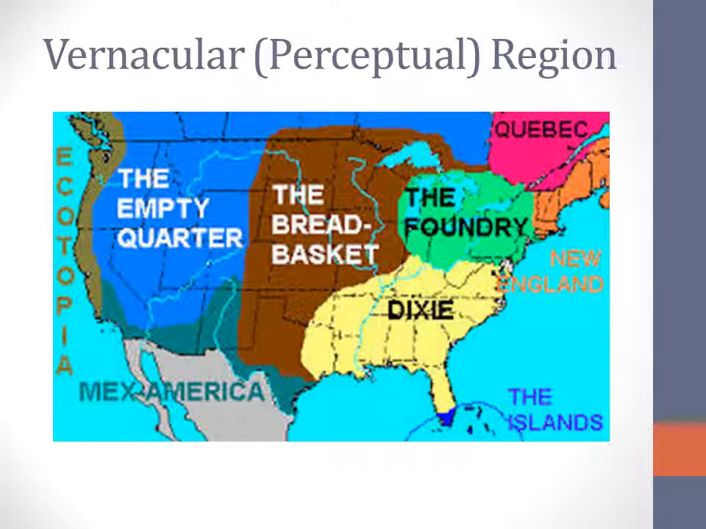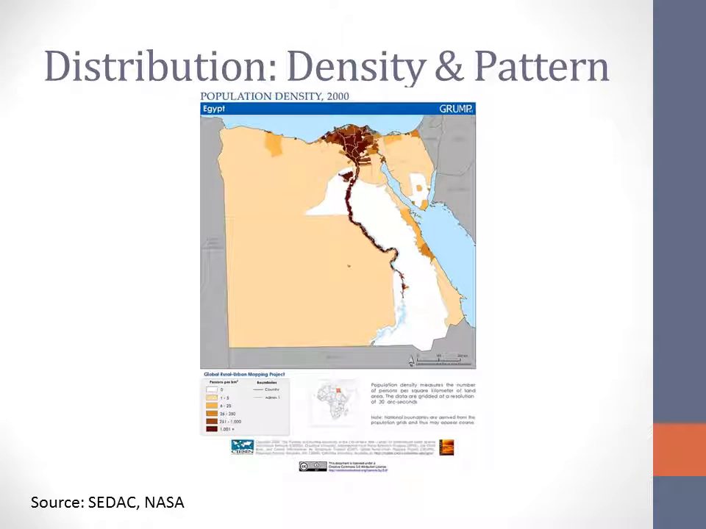Here is another example of perceptual regions for North America. As you think about that dot distribution map that you've seen, some people have named that blue section the empty quarter. That's where the population is the least densely populated. The South as Dixie. What other perceptual regions can you think of?